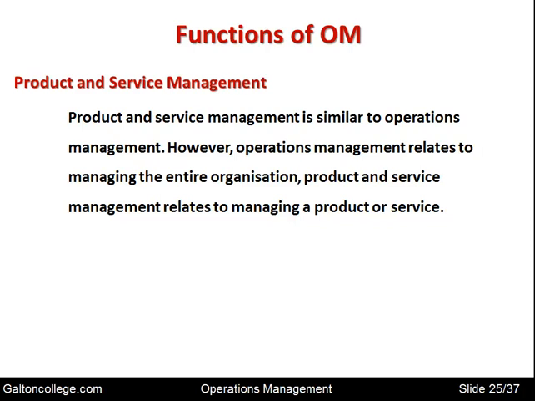Probably the easiest way to understand this is that within a medium-sized business there might be several products, and the operations management is to ensure that the whole business is running efficiently and smoothly. The product management will look at individual products and to make sure that those individual products are being produced efficiently and to good quality, etc. So we have a slight difference here. We have the operations management looking after the entire organization, and we have the product and service management looking after individual products.